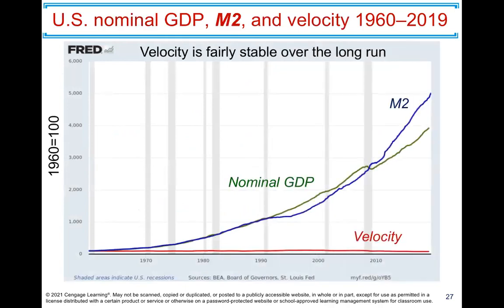Velocity does not really change that much over time. There's slight changes to it, but generally stable. But you can see here any increase in the money supply increases nominal GDP. They more or less go hand in hand. And this is going to be M2. This is our money supply. And nominal GDP, this is P times Y. That's real output times the price level, and you get this green line.